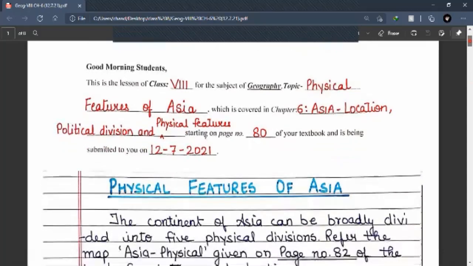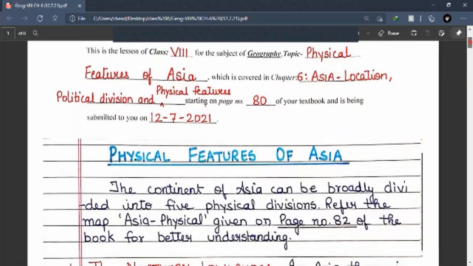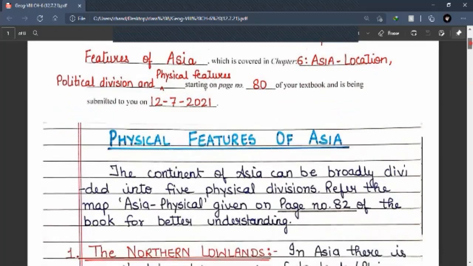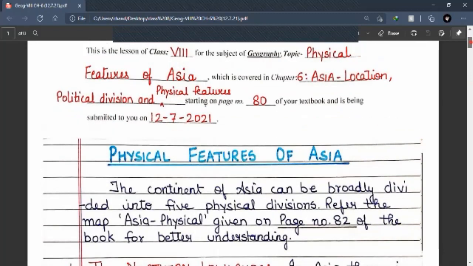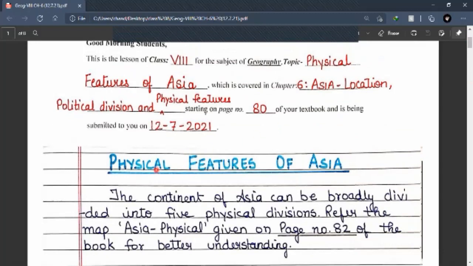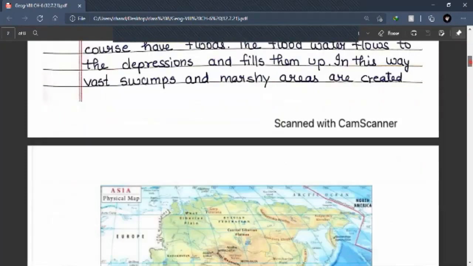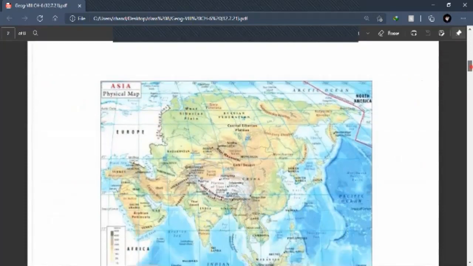Students, in the previous session we had discussed the political divisions and location of Asia. Now coming to our topic, physical features of Asia. The continent of Asia can be broadly divided into 5 physical divisions. You can refer to the map of Asia Physical, which is given on page number 82 of your book. The first physical division is Northern Lowlands.